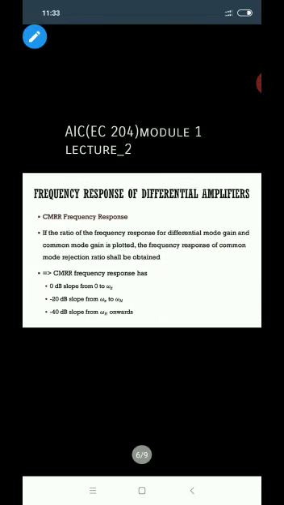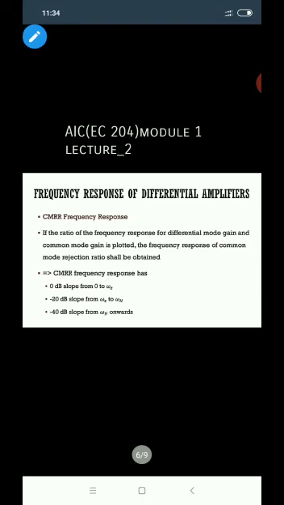Now the second graph B shows the common mode gain. Okay. Now here we have the frequency response of the differential amplifier. Next slide. Now here, the CMRR frequency response.